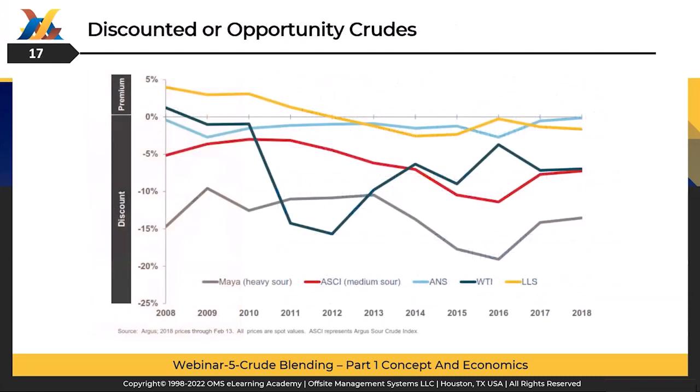And you can see the discounted or opportunity crudes can go up to 20-25% discounted if it is a medium sour or heavy sour crude, versus using WTI or light sweet crude. So the refinery has an opportunity and also flexibility to meet the crude design spec for the refineries, for the crude distillation columns.